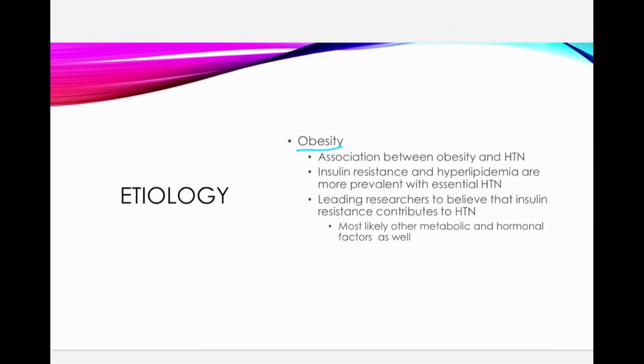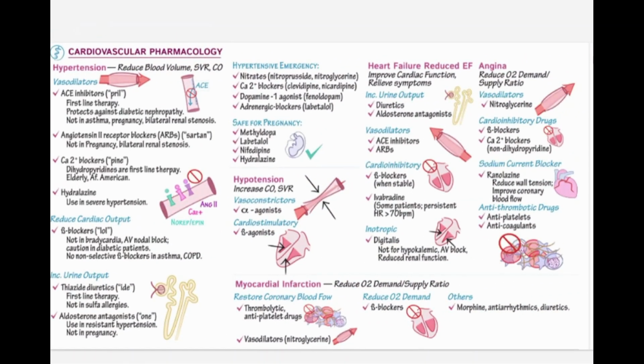Obesity by itself, there's a link between obesity and hypertension. Insulin resistance, hyperlipidemia are more prevalent with hypertension in these patients. This is that metabolic syndrome. It's obesity, high blood pressure, high cholesterol. You can throw some diabetes in there as well. But again, obesity leads to insulin resistance, which is probably what causes the whole cascade from happening.